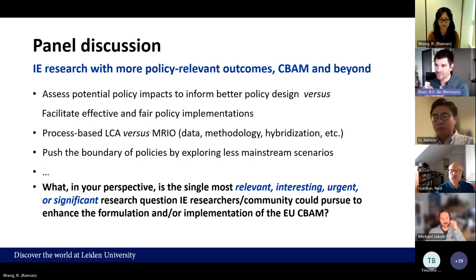My first thought was that our field is in a unique position of providing a systems perspective on the potential trade-offs and synergies of CBAM in the context of the policies of our trading partners. So, for instance, one of the more pressing questions that we've heard a couple of times in the presentations today was to get insight into the interaction between CBAM and, for instance, the Inflation Reduction Act and the effects on the efforts for global greenhouse gas reductions. So that would be my first attempt at answering this question.